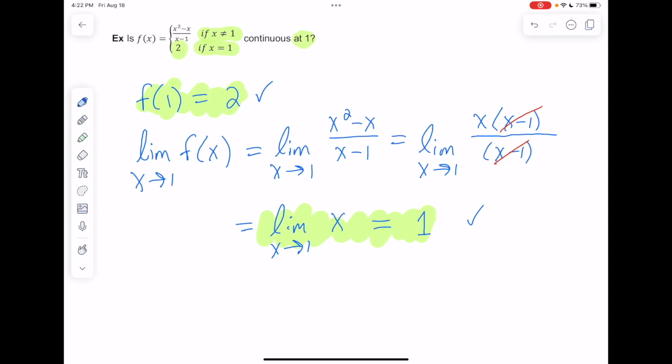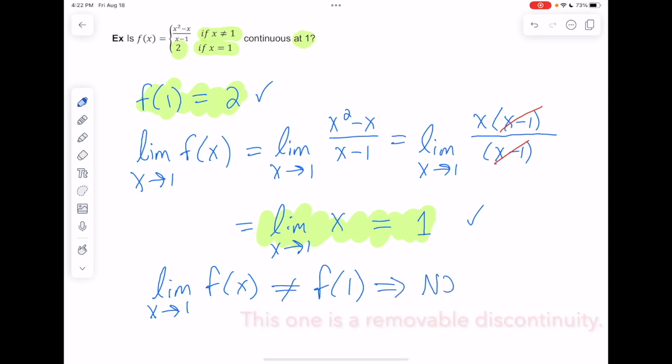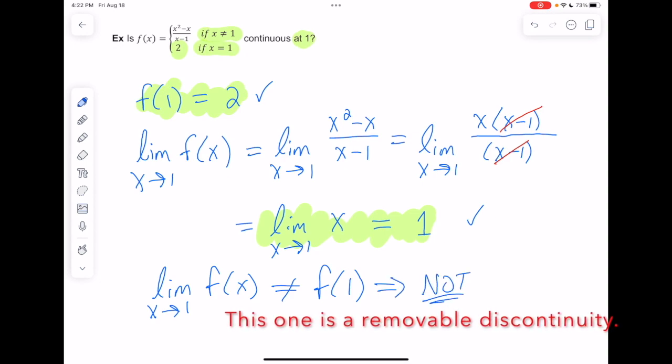So in conclusion, we end up saying the limit as x approaches 1 of f of x, while it does exist, does not equal f of 1. And that means that our function is not continuous at x equals 1.